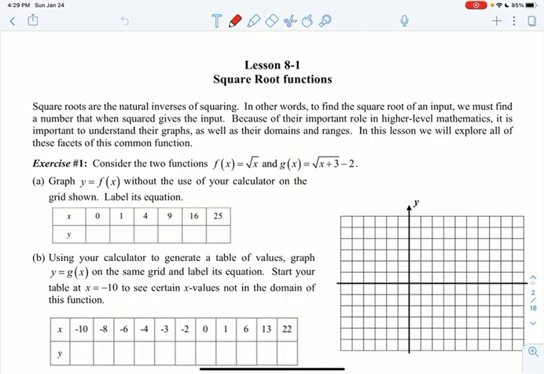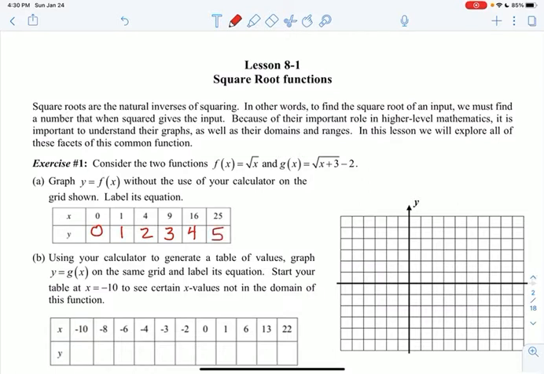So I'm going to plug in 0. The square root of 0 is just 0. Plug in 1. The square root of 1 is 1. Plug in 4. The square root of 4 is 2. Plug in 9. The square root of 9 is 3. Notice I'm just picking perfect squares here. The square root of 16 is 4, and the square root of 25 is 5.